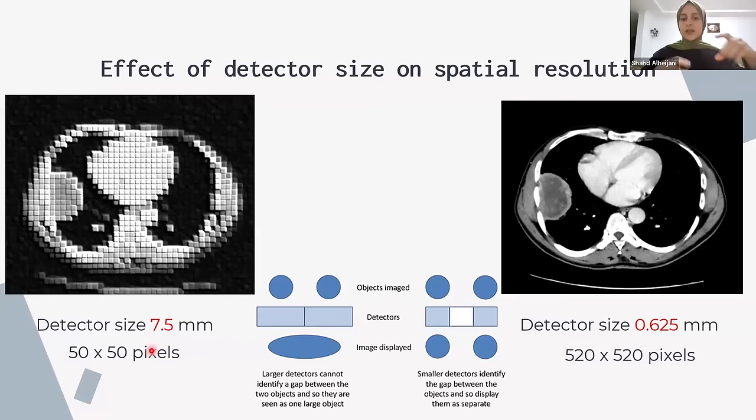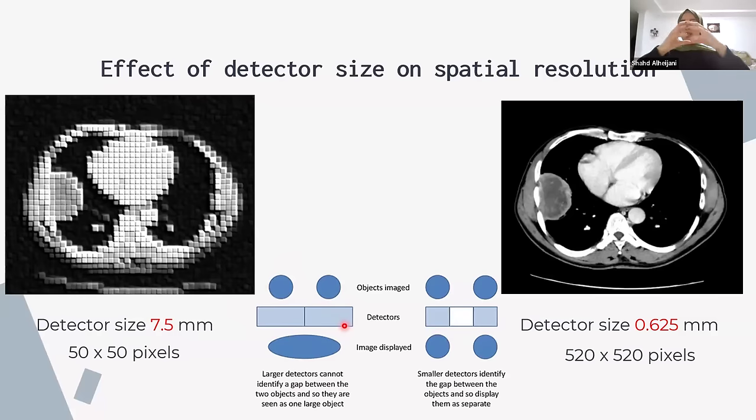a larger detector size. How does this affect? Here you have another image to explain it more clearly. Here, the detector size is very big compared to this one. You have smaller detectors. So big detectors would not identify the gap between those. So in this detector, it will see one. Here, we'll see one.